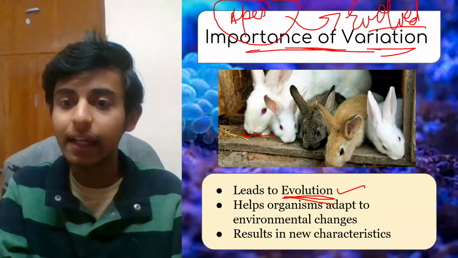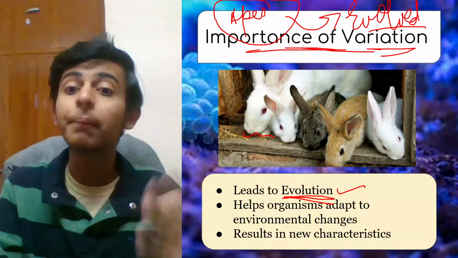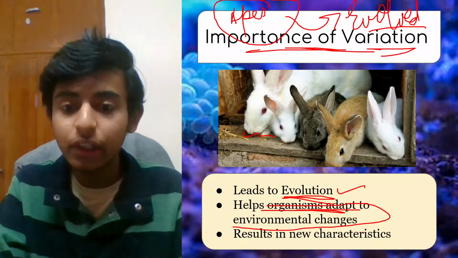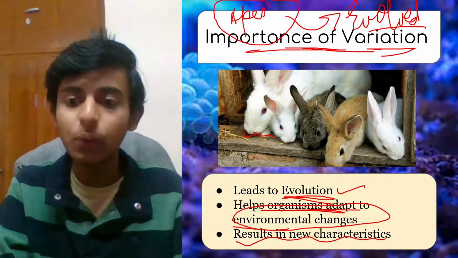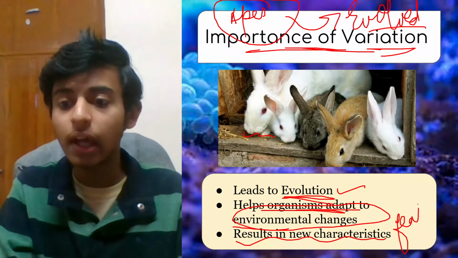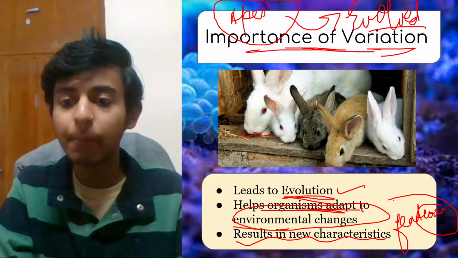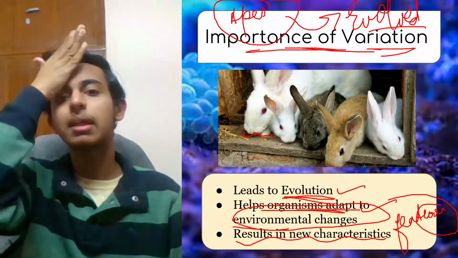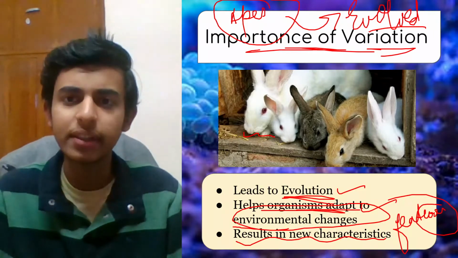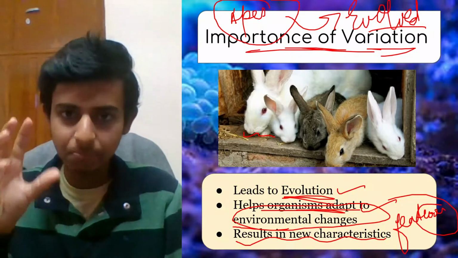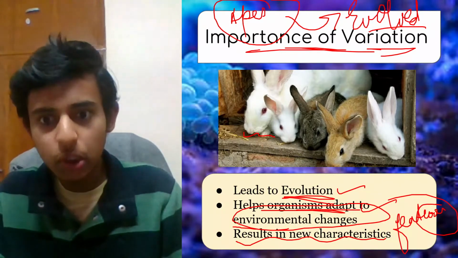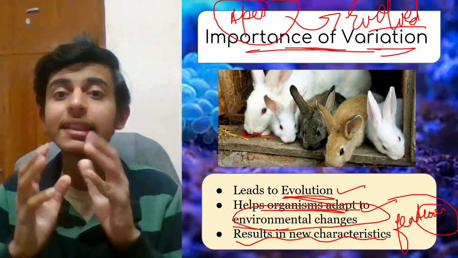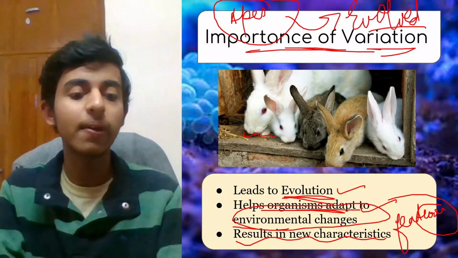You can see the rabbits, their color. Some are white, some are brown, some are black. So how does this help? It helps organisms adapt to environmental changes, and it results in new characteristics, new features. Suppose there is a natural calamity or disaster, and a particular species dies. If the offsprings have some new characteristics, there are possibilities that they might survive.